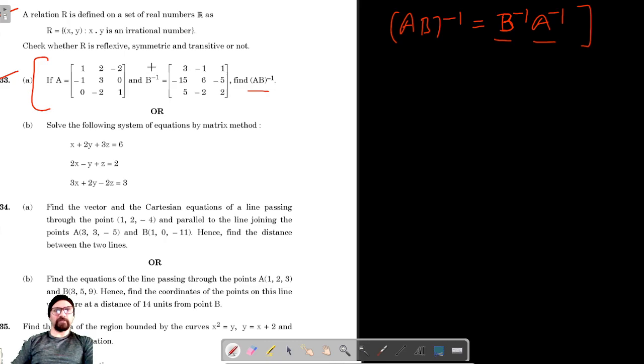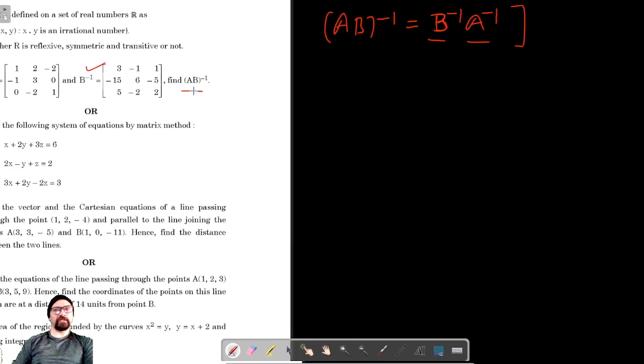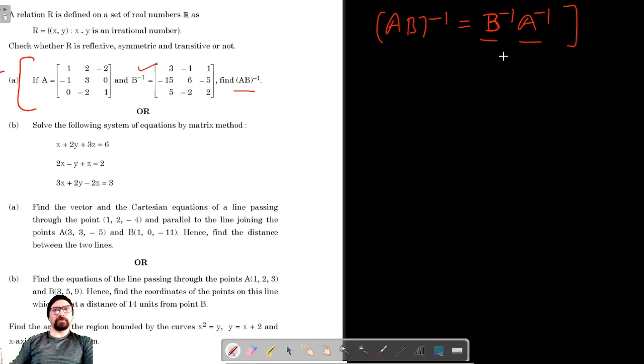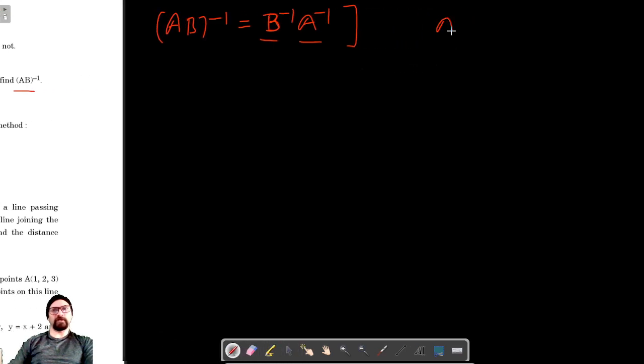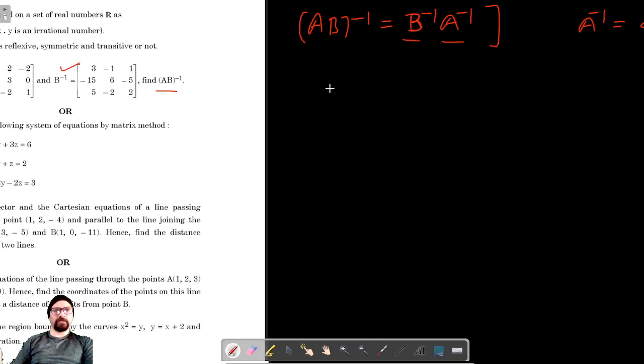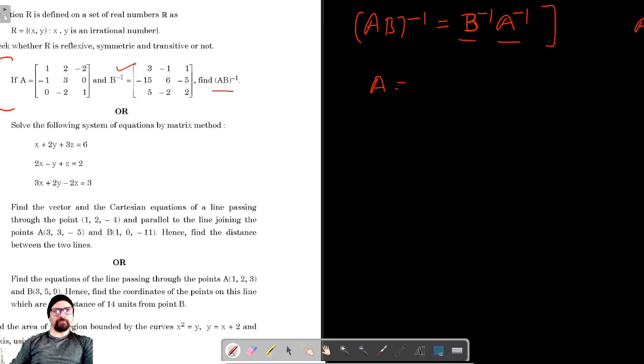For this, we are given B inverse and we have to find A inverse. So let's try to find A inverse. We know that A inverse is equal to adjoint of A divided by determinant of A. So let's write down our square matrix. It's 1, 2, negative 2, negative 1, 3, 0, 0, negative 2, 1.